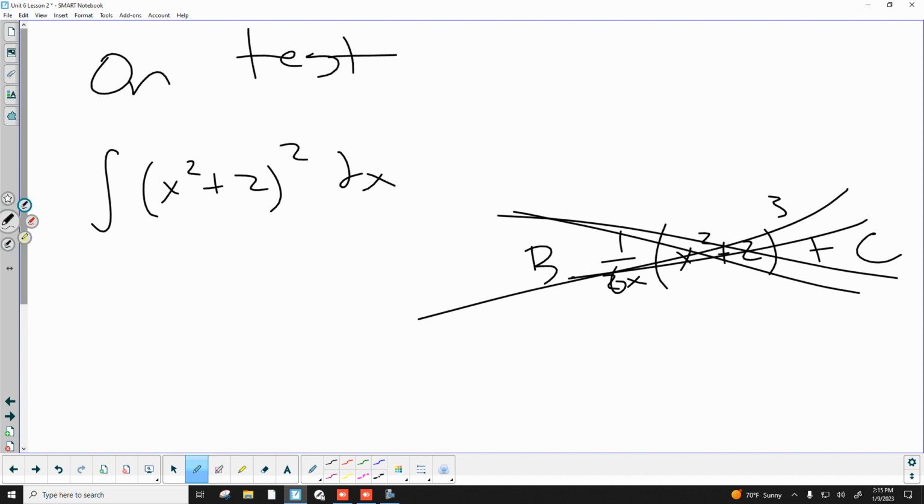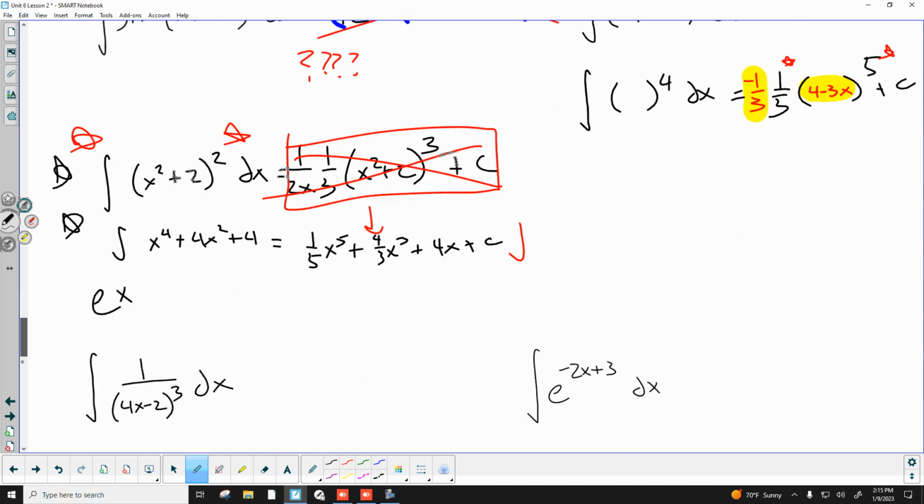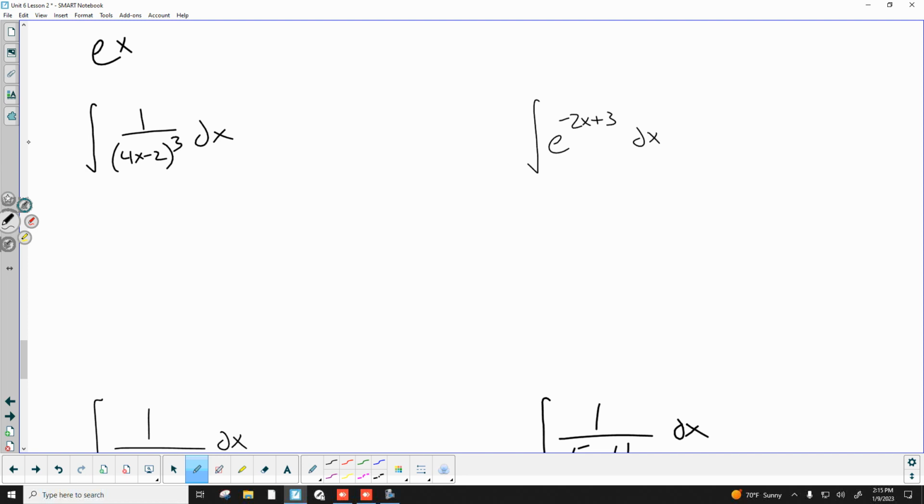Okay. Let's do some more ones that are obtainable because it's just x to the first power. Do this one on the right first, please.